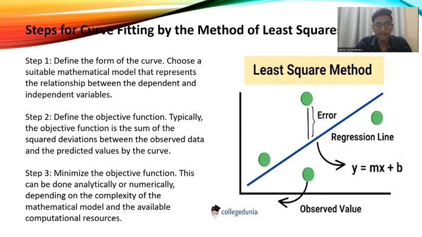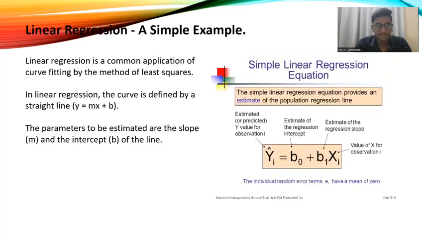Steps for curve fitting by the method of least squares. Step 1. Define the form of the curve. Choose a suitable mathematical model that represents the relationship between the dependent and independent variables. Step 2. Define the objective function. Typically, the objective function is the sum of the square deviations between the observed data and the predicted values by the curve. Step 3. Minimize the objective function. This can be done analytically or numerically depending on the complexity of the mathematical model and the available computational resources.